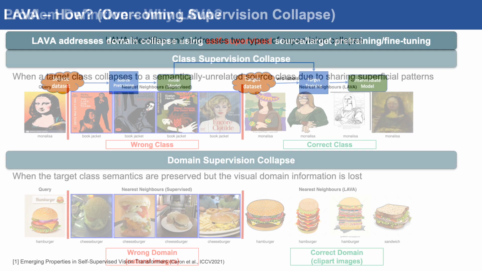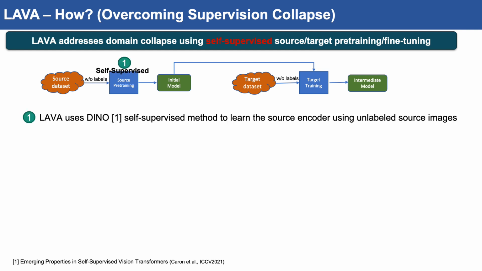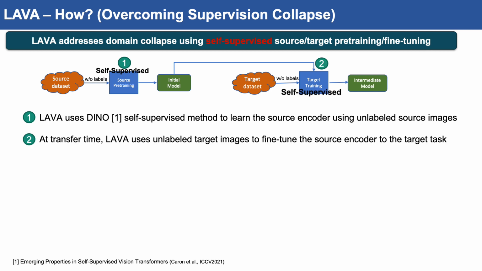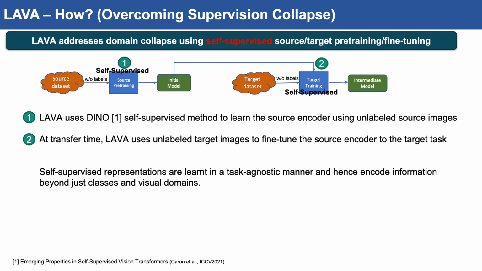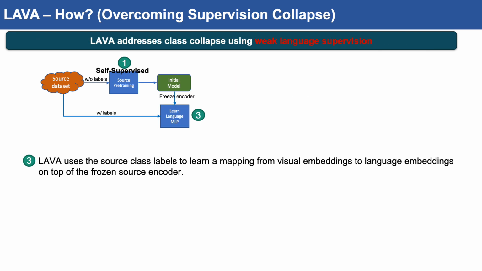To overcome supervision collapse, the first ingredient of LAVA is to employ self-supervised learning. We use the recently proposed Dino self-supervised method to train our initial source model. At transfer time, we fine-tune the initial model on the target images without using any labels. The rationale is that self-supervised representations are learned in a task-agnostic manner and hence encode information beyond just classes, leading to better generalization ability.